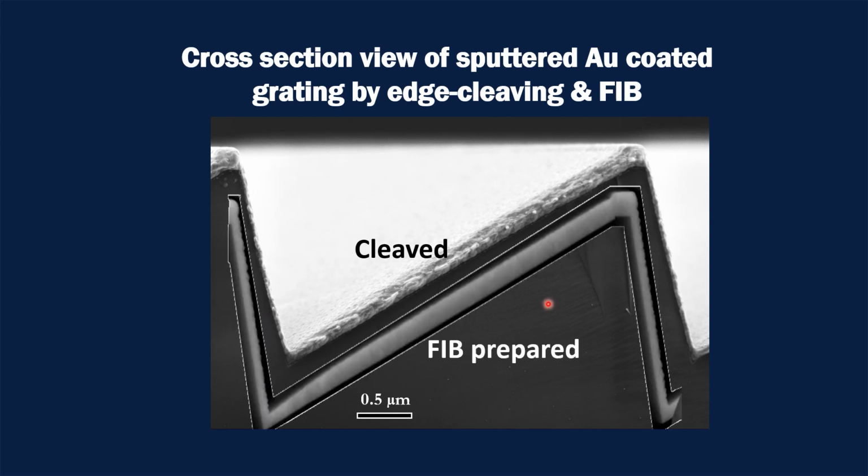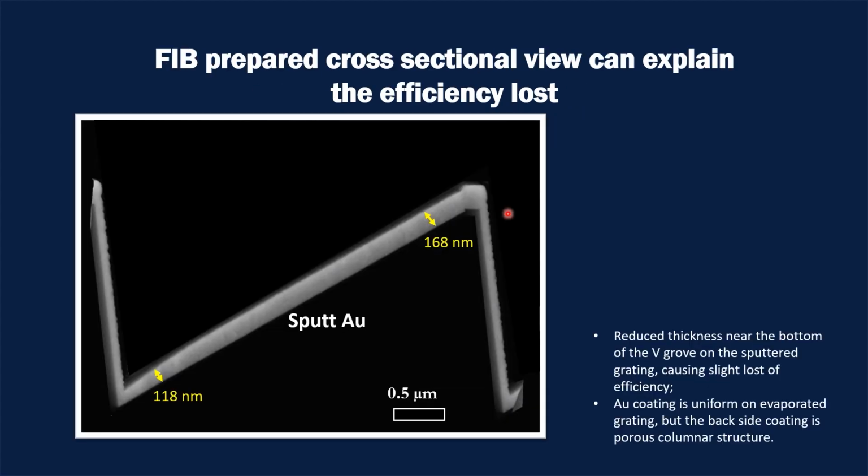For comparison, this is the FIB-prepared cross-section, giving a much better view and showing the film starts to taper at the bottom of the valley. And the FIB cross-section view allows you to make very accurate measurements.